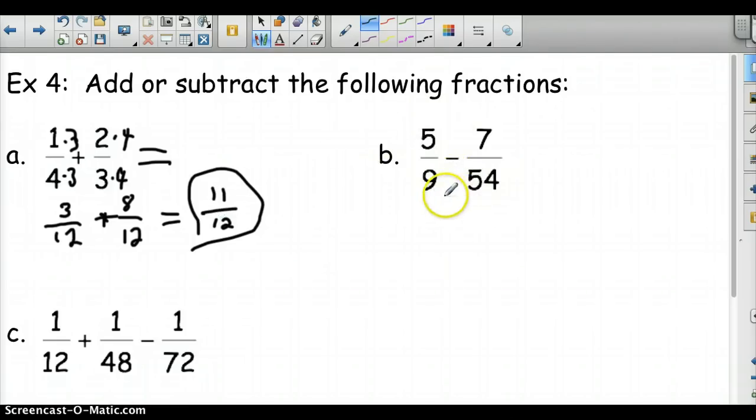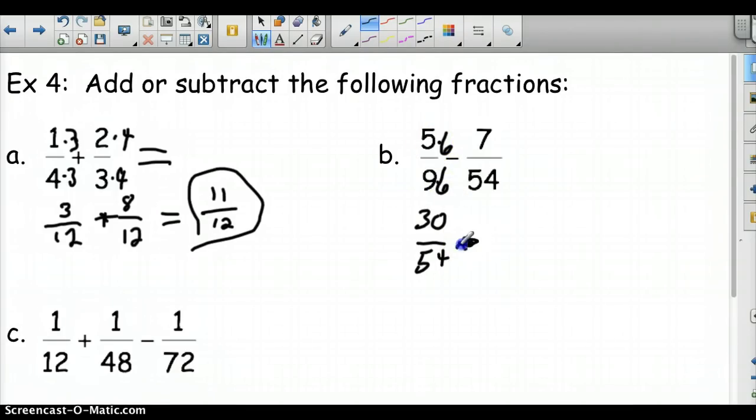Subtracting, same process. We must have common denominators. So look, 9 and 54. Well, 54 is a multiple of 9, actually. So I can turn this guy over here, the 5/9, into something over 54 and do my job right away. Well, how do I get from 9 to 54? I multiply times 6. So to make it legal, I do so on top and bottom. 5 times 6 is 30. This means 30 over 54 is the same thing as 5/9.